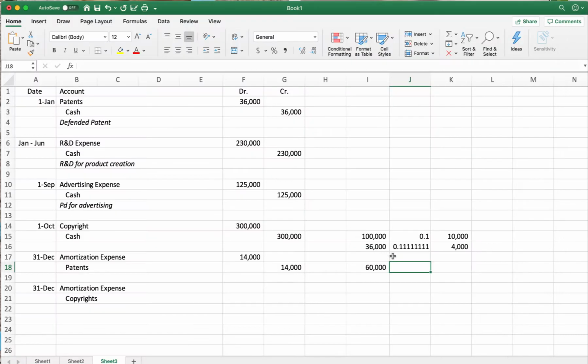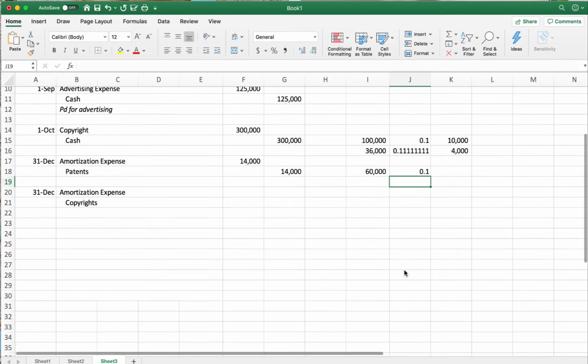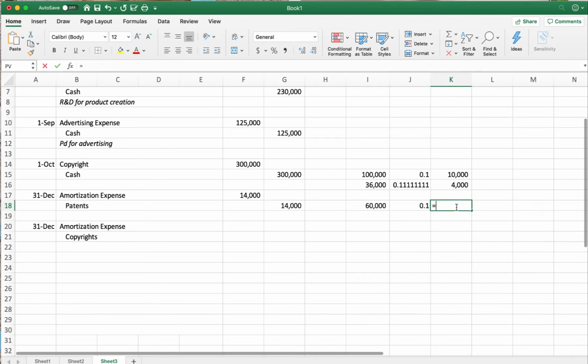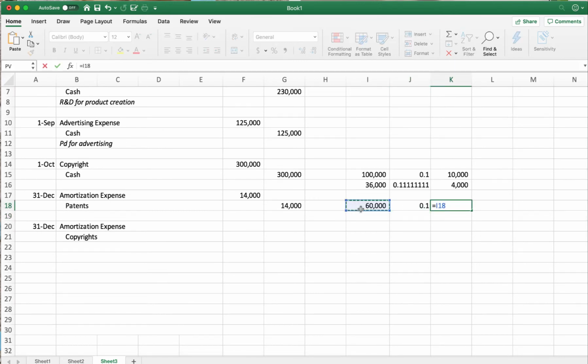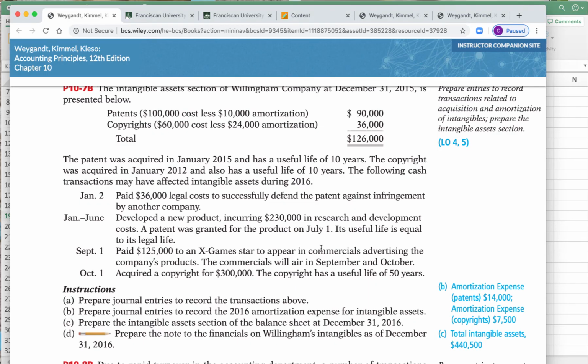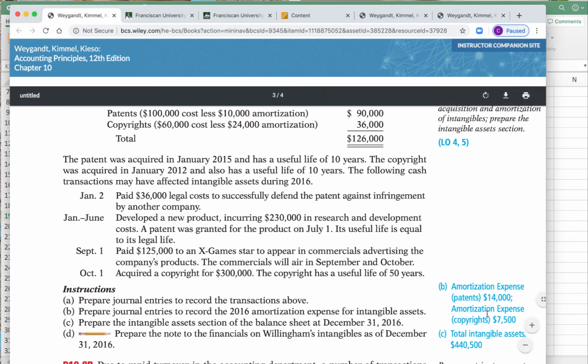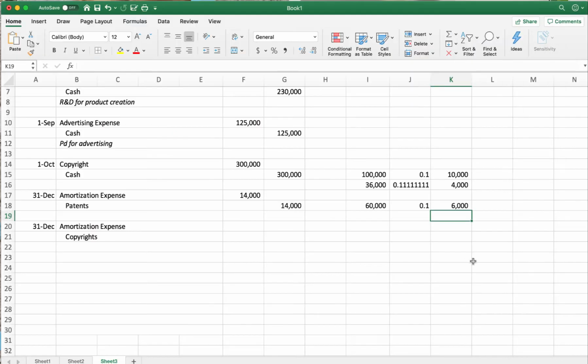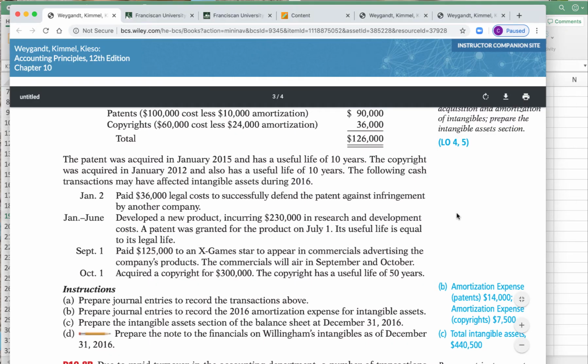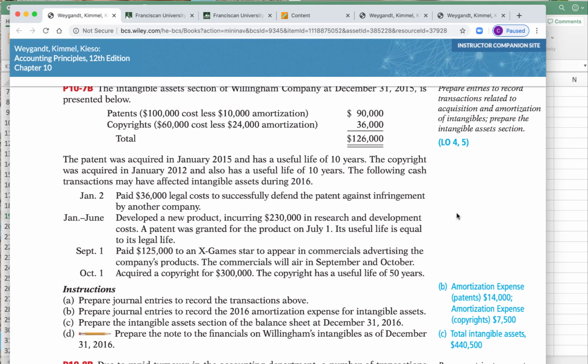Okay? And we see that the amortization with this copyright that we already have is $6,000. Okay, let's go back. We know that the total amortization expense for the copyrights needs to be $7,500 because they were nice enough to give us that check figure. Well, wait a minute. I got $6,000. I need $7,500. Where am I going to get the other $1,500 from?